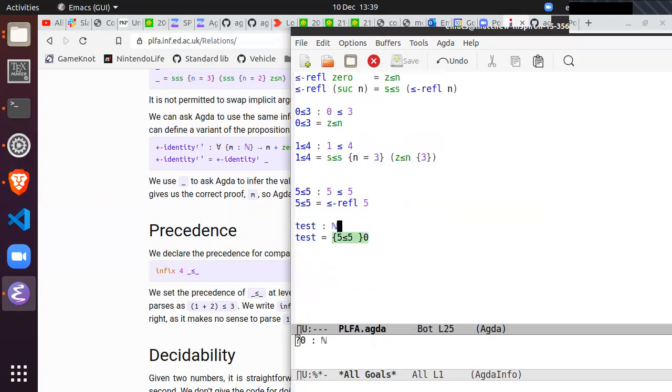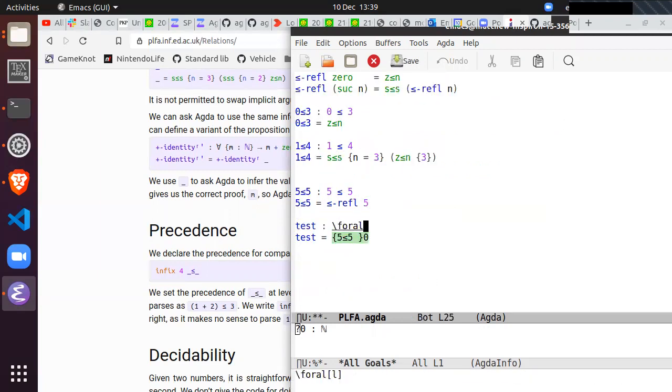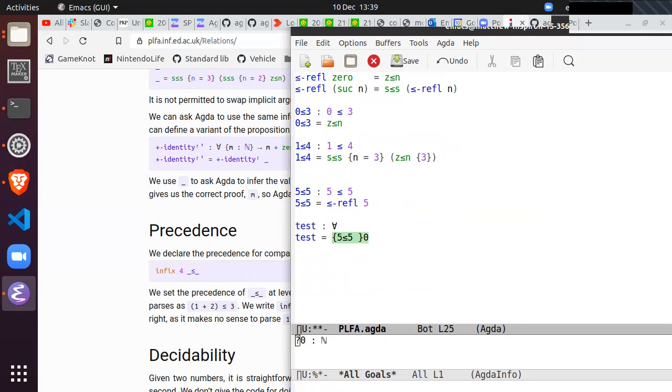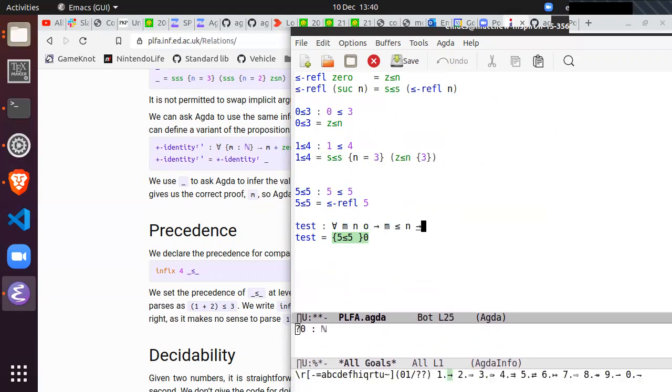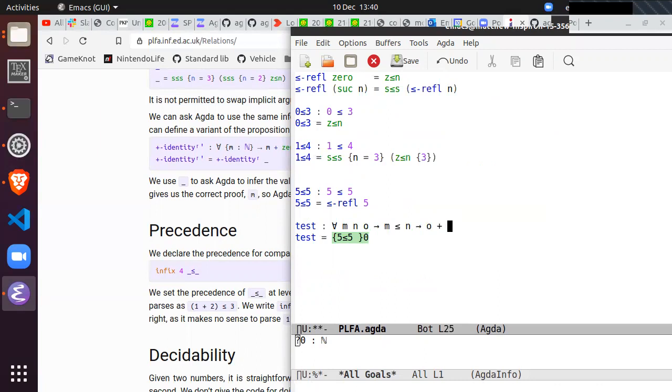And let's try and come up with an interesting proof. For instance, that for all m, n and o, if m is less than or equal to n, then o plus m is less than or equal to o plus n. So monotonicity, I guess, of plus on the left-hand side.